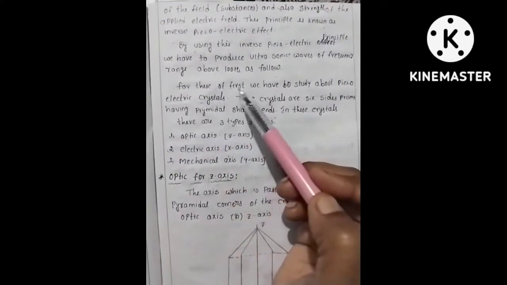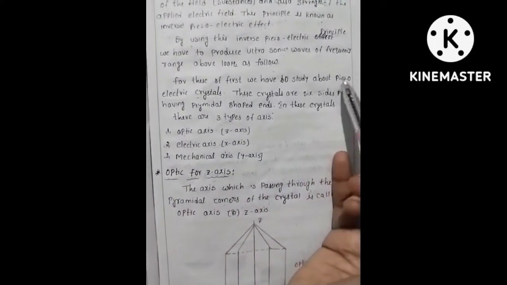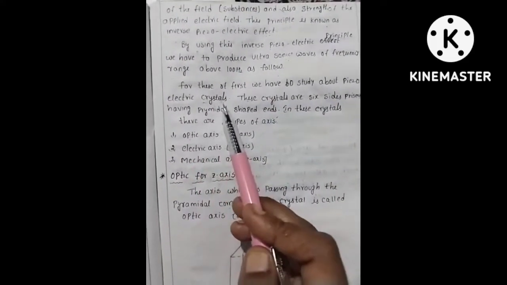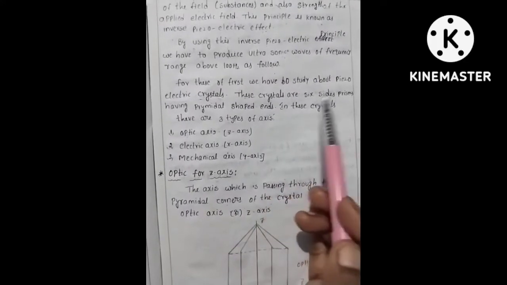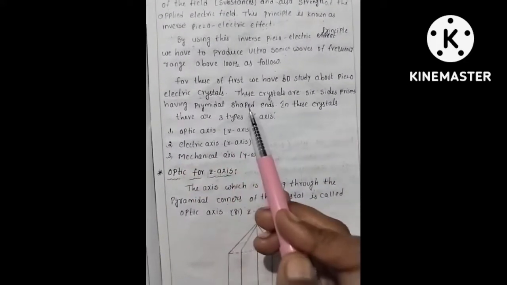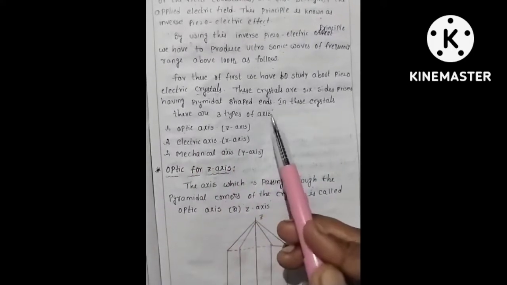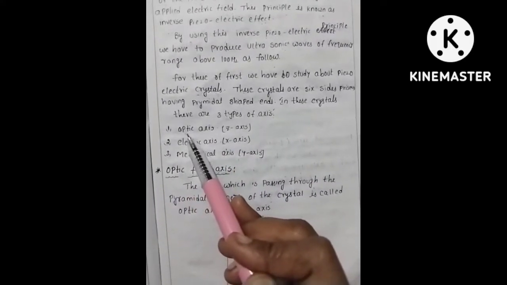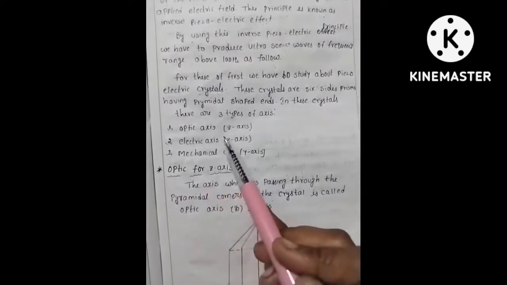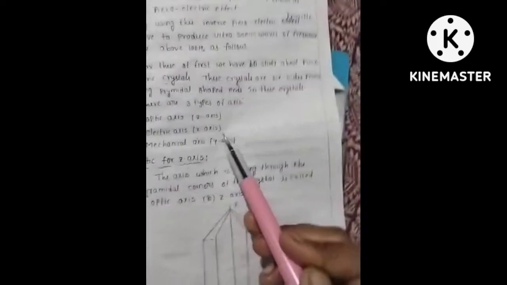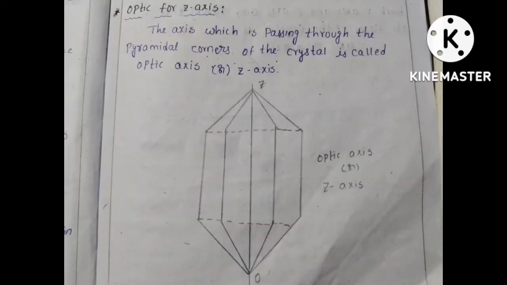For this, first we have to study piezoelectric crystals. These crystals are six-sided prisms having pyramidal shaped ends. In these crystals, there are three types of axes: first one optic axis, second one electric axis, third one mechanical axis. First, the optic axis: the axis which passes through the perimeter corners of the crystal is called the optic axis.